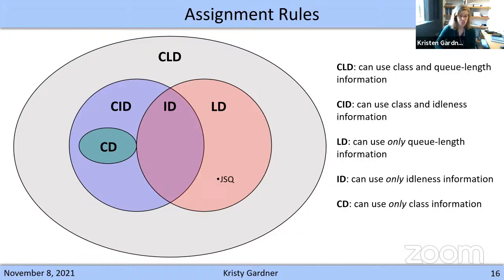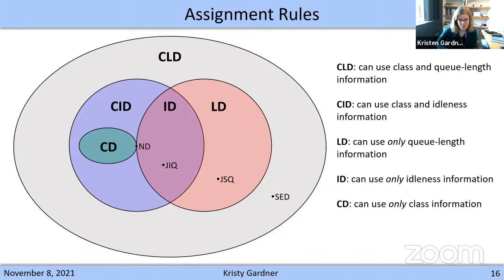One of these policies is JSQ. This is a length differentiated policy, but it's not a class and length differentiated policy. We're just looking at the number of jobs in each queue and sending our job to the shortest queue among the queried servers. JIQ, join idle queue, is an idleness differentiated policy. We are choosing where to assign the job based on knowledge about whether our servers are busy or idle, but not based on any information about the server speed, not based on any more detailed queue length information. SED, shortest expected delay, is a CLD policy. Now we're using server speed and queue length information.